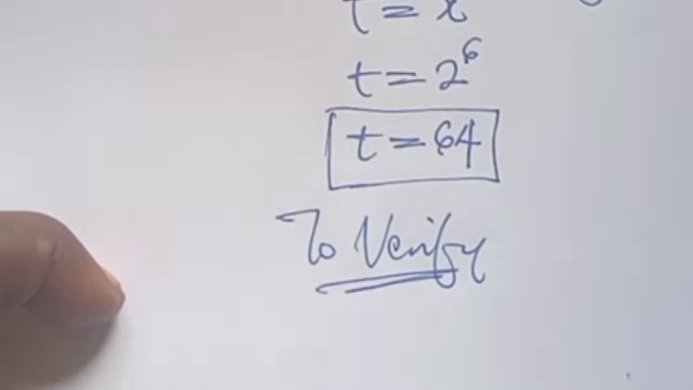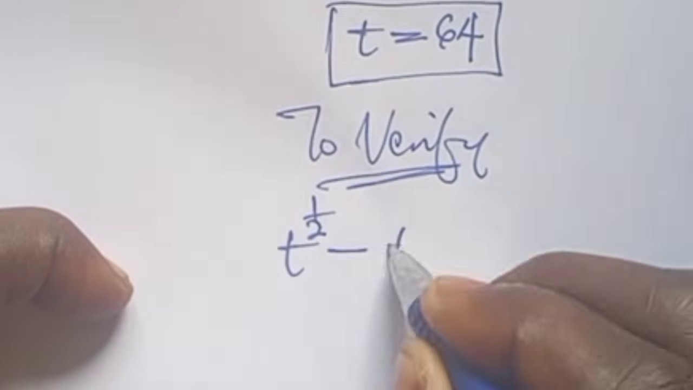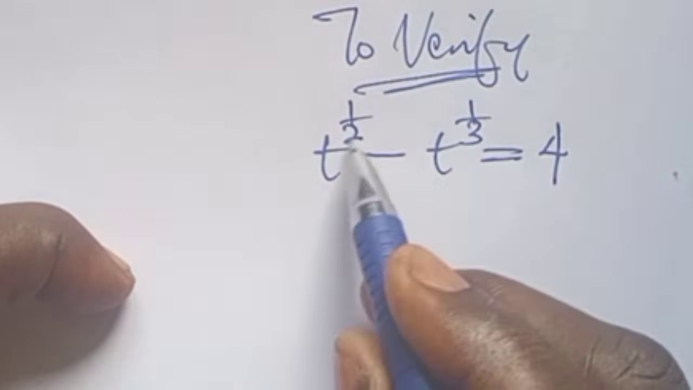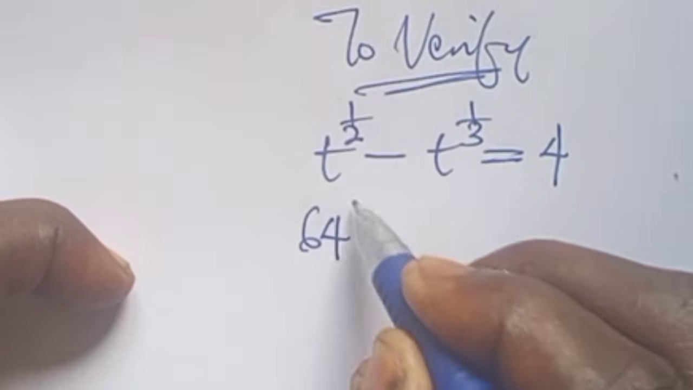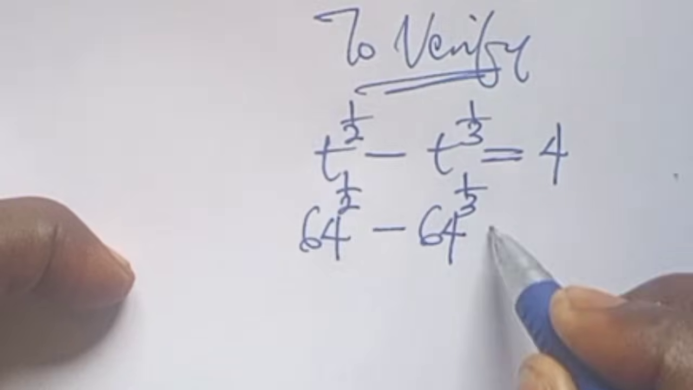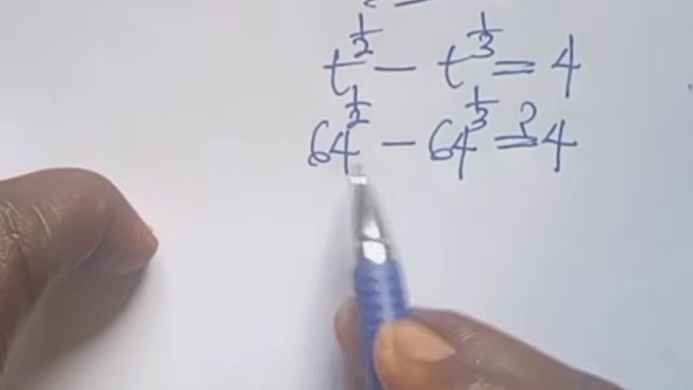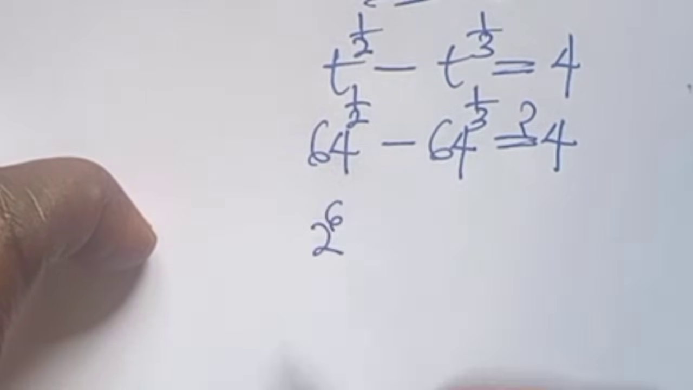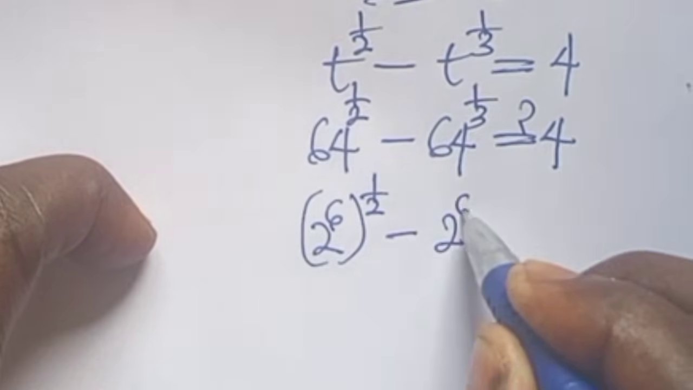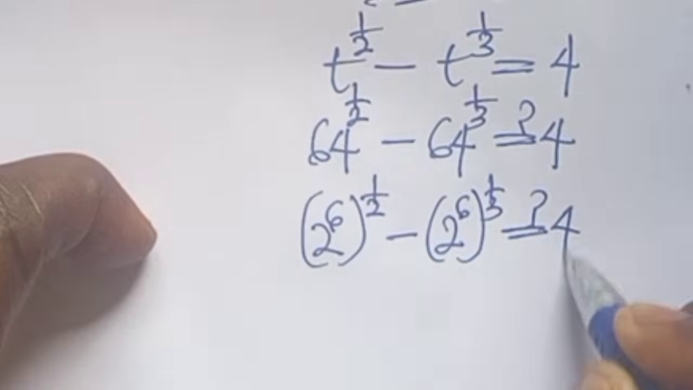So to verify this value in our original equation, t to the power of 1 over 2 minus t to the power of 1 over 3 equals 4. And t here is 64 to the power of 1 over 2 minus 64 to the power of 1 over 3. Will this give us 4? But 64 can be written as 2 to the power of 6, to the power of 1 over 2, minus 2 to the power of 6, to the power of 1 over 3. Will this give us 4?